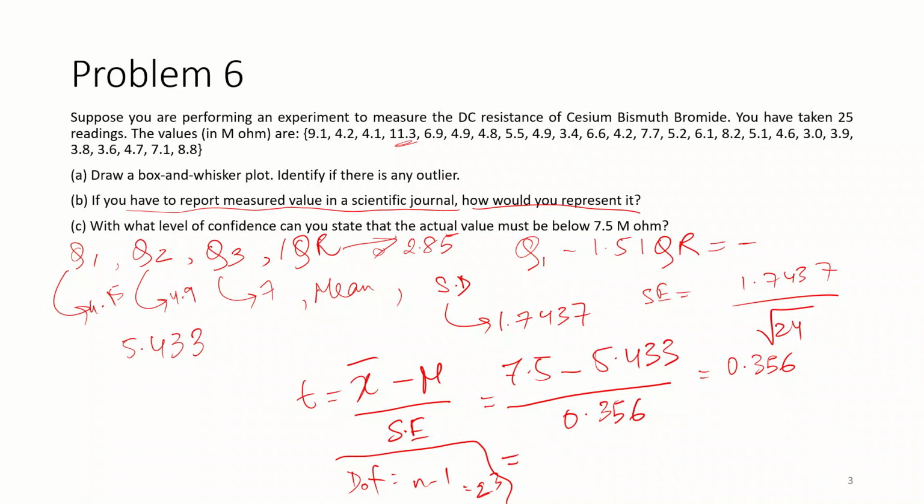It's 5.806. Which one? This one? The t one, 5.806. Okay. So then you can calculate. Then you can check it from the t table.